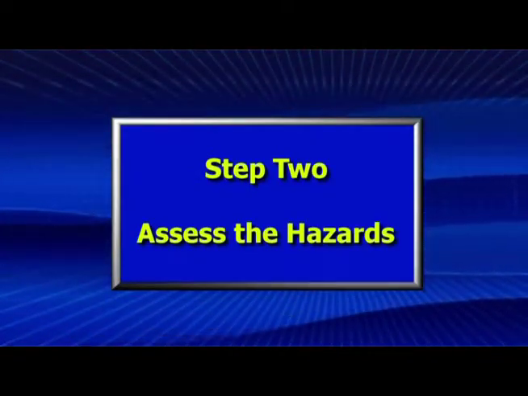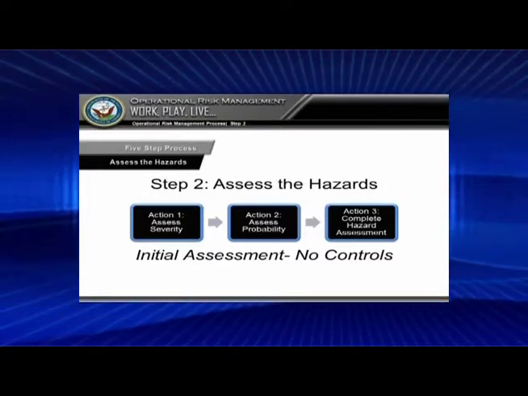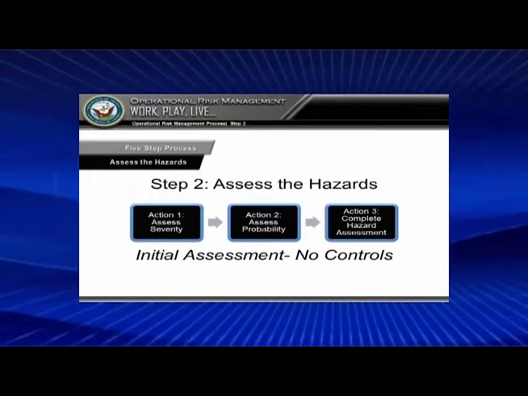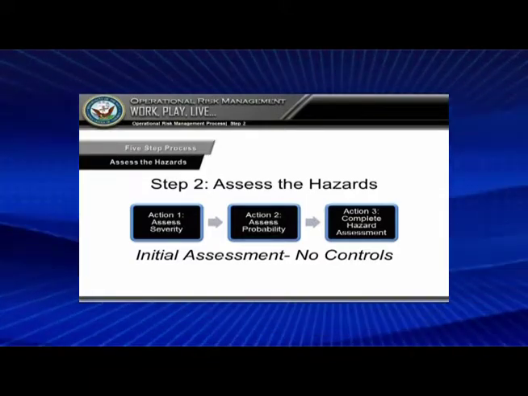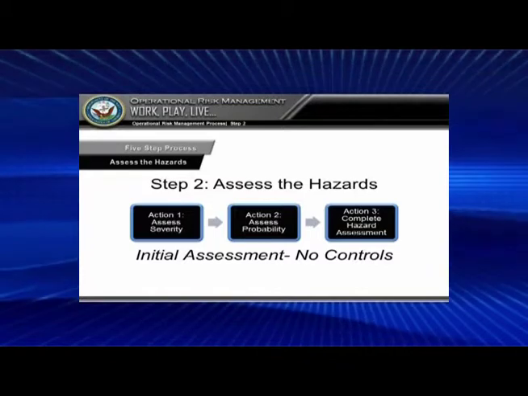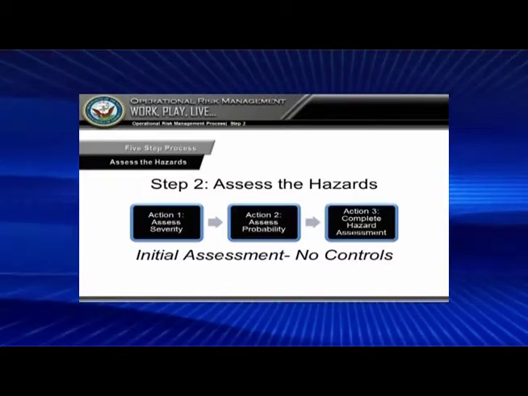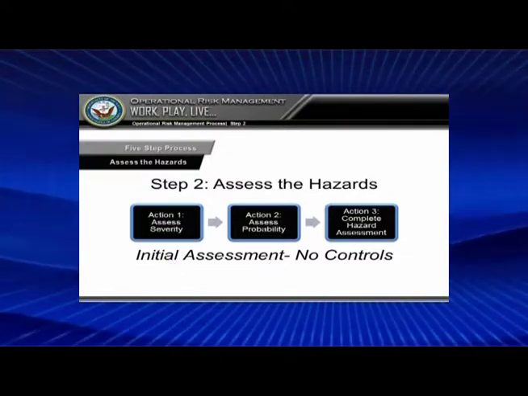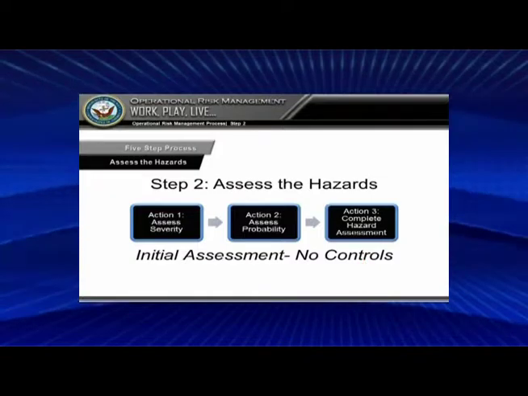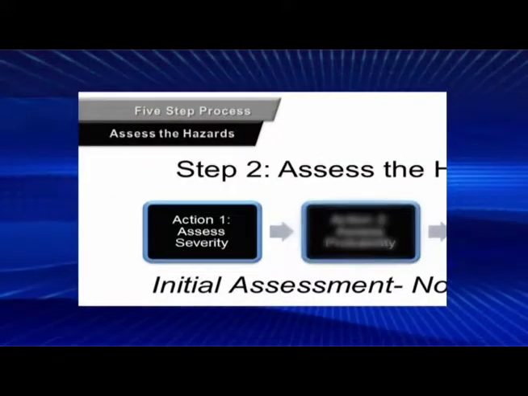Assess the hazards. Number one thing we need to look at on this, besides that we're breaking back down to 3 again, we need to understand this is initial assessment, no controls in place. Okay? So the 3 actions we're going to do for step 2 are: assess severity, assess probability, and complete a hazard assessment at the end. So let's take a look at action 1, assessing severity.